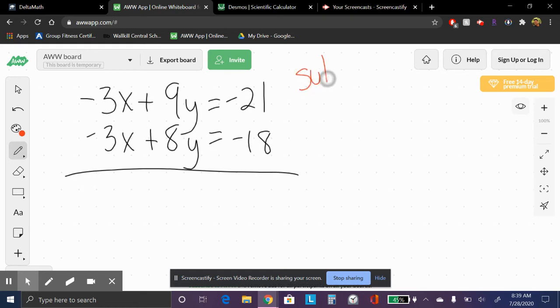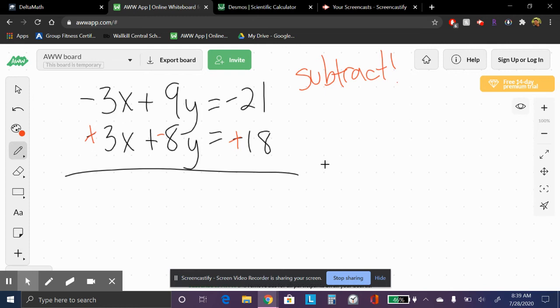I'm going to write it up here. When I subtract the bottom equation, you're going to change the sign. So instead of this negative, I'm going to make it a positive. Instead of this being a positive, it's going to be a plus a negative 8y. And again, this is going to be positive. So I'm just going to change the signs when I subtract.